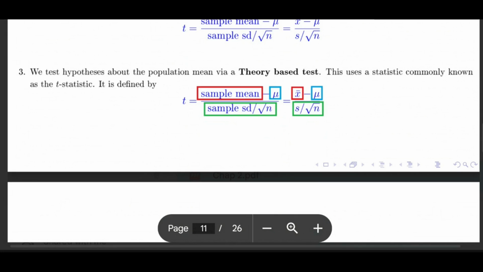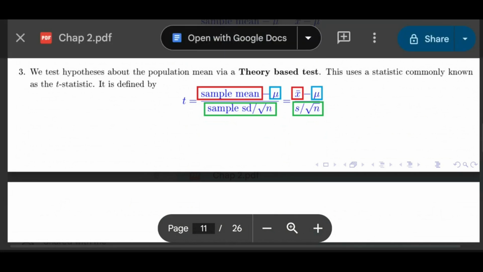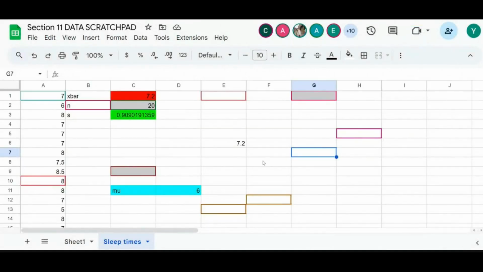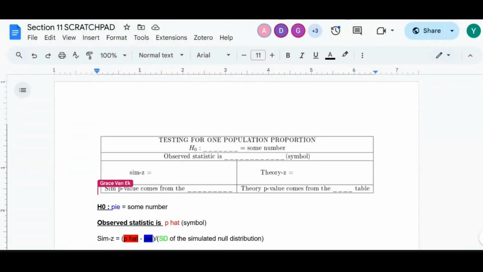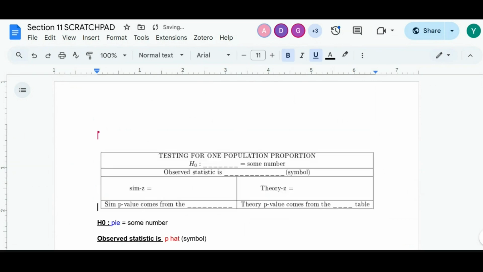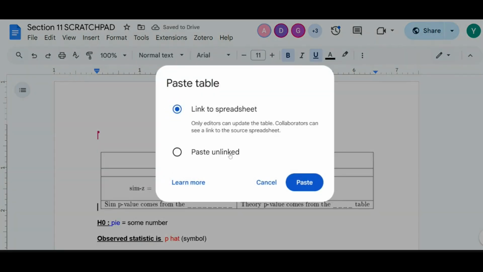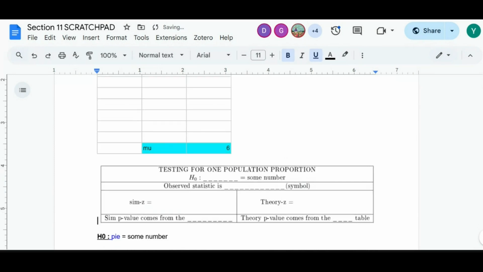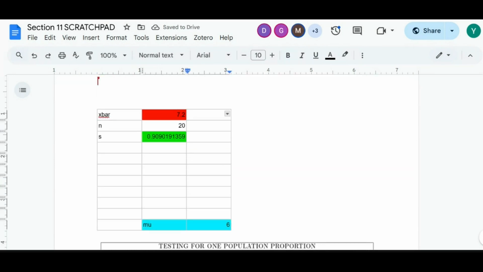So are we good? Let's calculate the t statistic for our class data, shall we? I think it will be better if I import these things. Let me take a screenshot. Oh, no. Tell you what. Let me copy these cells and paste them onto our class scratchpad here. I actually prefer not working on the Excel. It's paste unlinked paste. Okay. Here is our class sleep data.